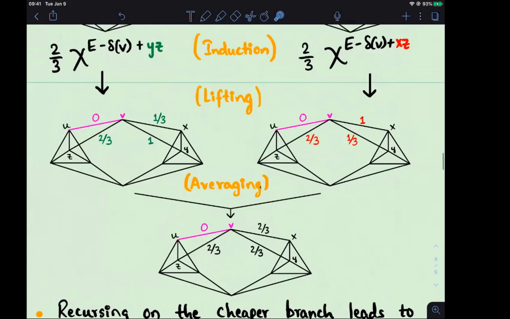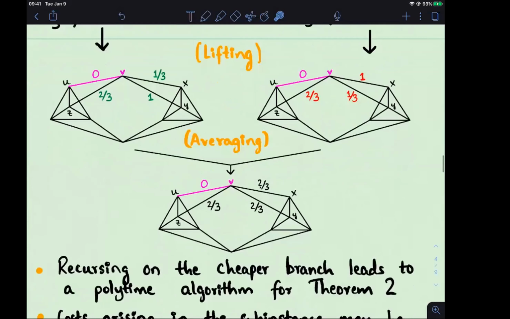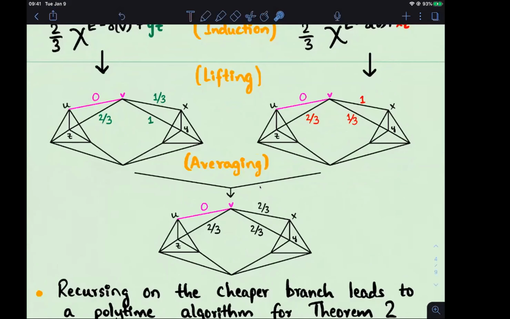Our polytime algorithm just follows by recursing on the cheaper of these 2 branches. So as you can see, because this left subinstance pays more for the edge VY, we should recurse on the left side if VY is the cheaper of the edges, and we should recurse on the right if VX is the cheaper of the edges.